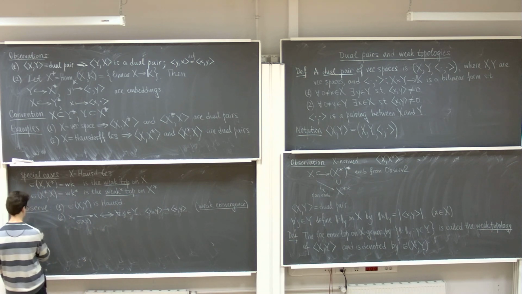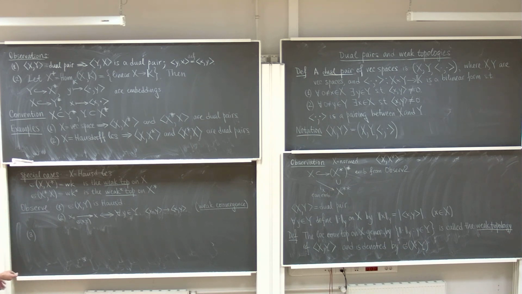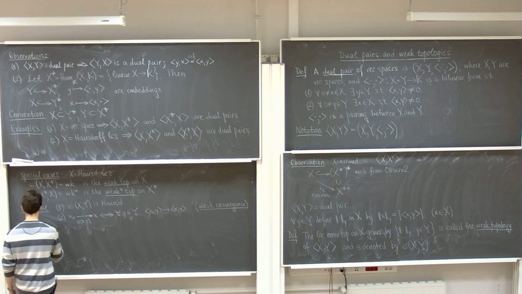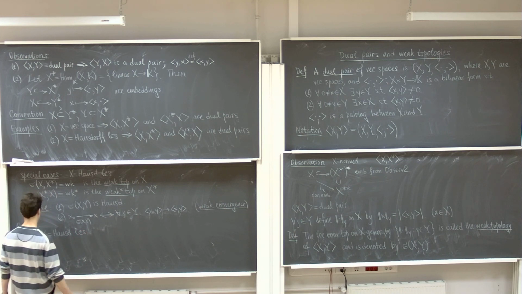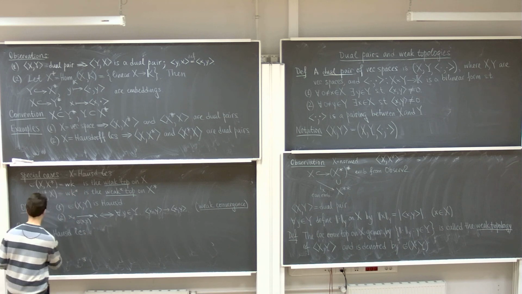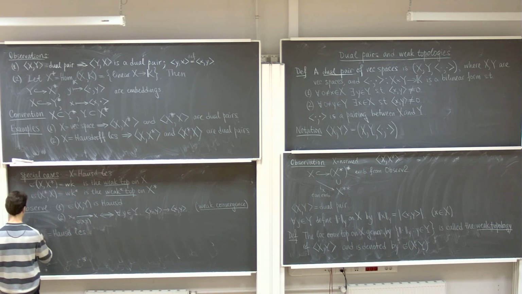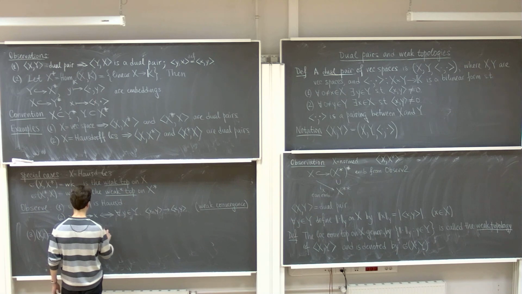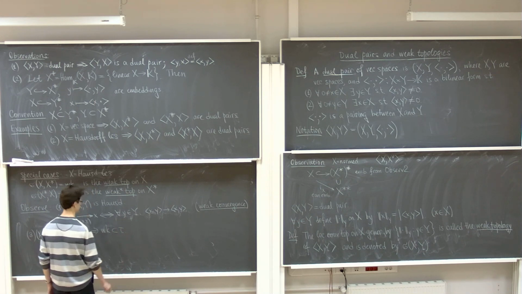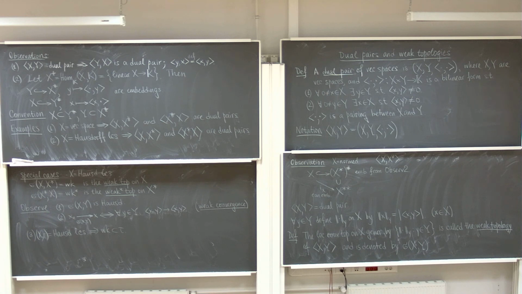One more observation explains why the weak topology is called the weak topology. Namely, if you have a Hausdorff locally convex space X with topology tau, so let tau denote the original topology on X, then I claim that the weak topology is weaker than the original topology. That is, it is coarser: each weakly open set is open.